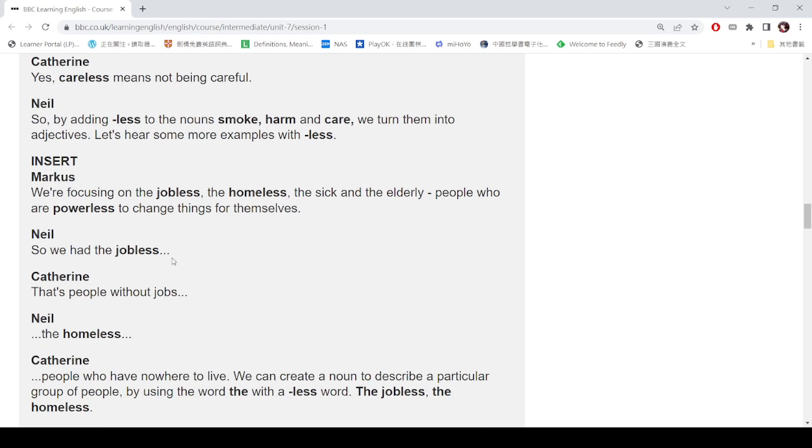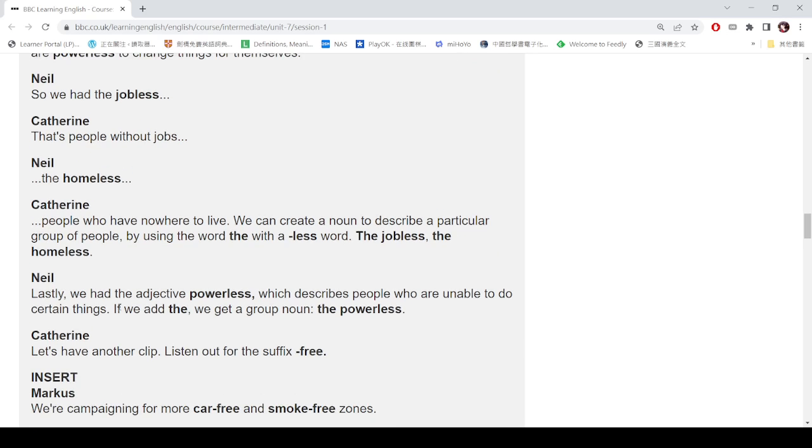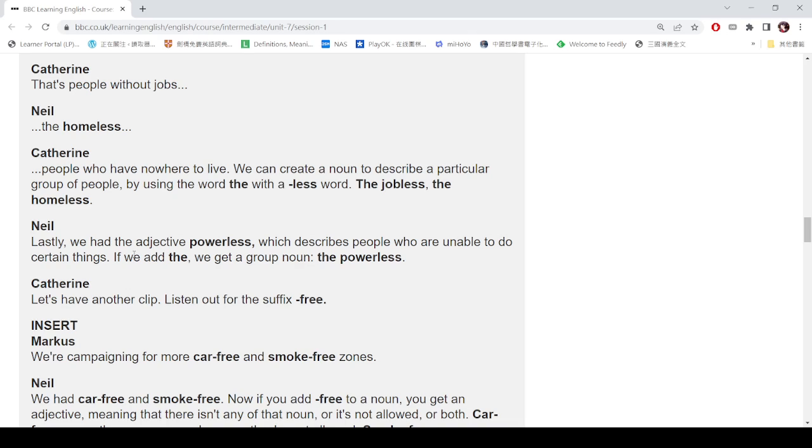So, we have the jobless, that's people without jobs, and the homeless, people who have nowhere to live. We can create a noun to describe a particular group of people by using the word the with a -less word: the jobless, the homeless. Lastly, we have the adjective powerless, which describes people who are unable to do certain things. If we add the, we get a good noun, the powerless.